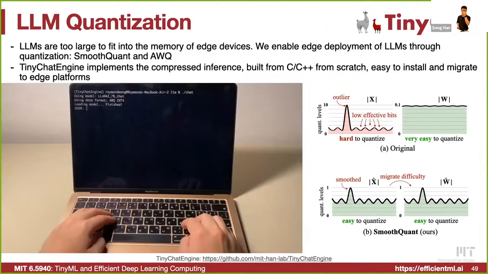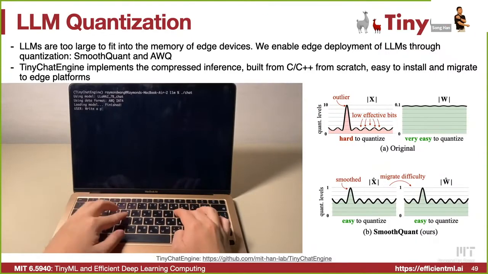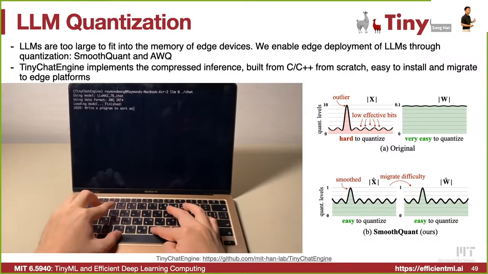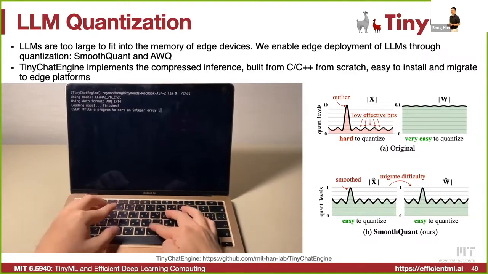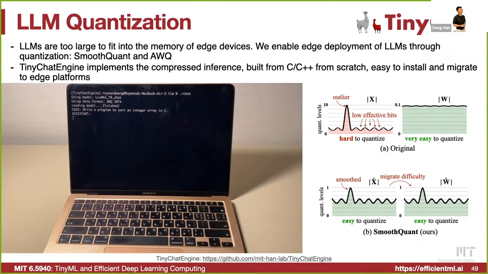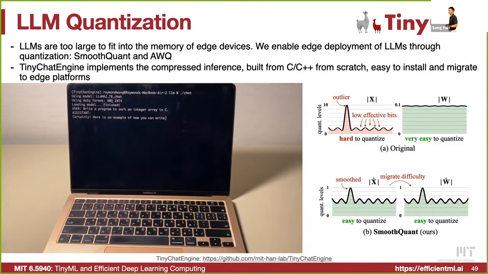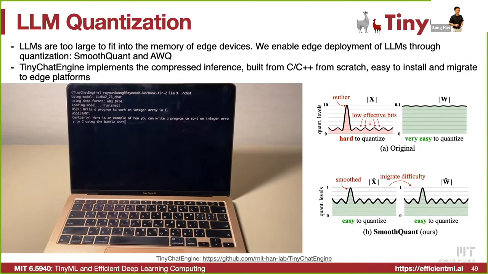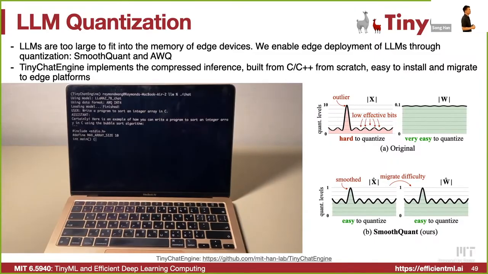And in this class, we have two labs actually dedicated to how to deploy a large language model locally on the edge by using large language model quantization techniques so that you can run a 7 billion parameter or even 13 billion parameter model locally on your laptop. So this is a demo showing, this is a pretty outdated MacBook. It's only a MacBook with an M1 chip, not even M3 chip, but still it can run reasonably fast to write a C code given the prompt to sort an array.